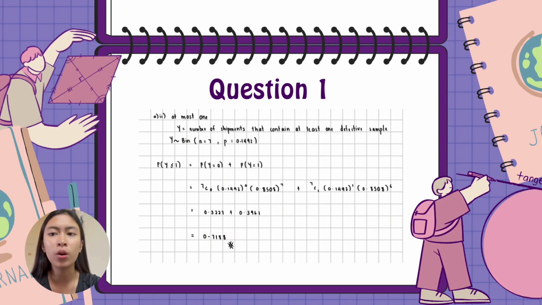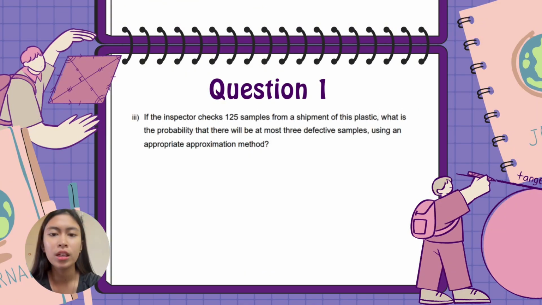We need the probability of at most 1 shipment being defective, which is P(Y ≤ 1). This is the sum of P(Y = 0) and P(Y = 1). When we put them in a formula, we get P(0) equals 0.3227 and P(1) equals 0.3961. So when we add them together, we get the final probability, which is 0.7188.